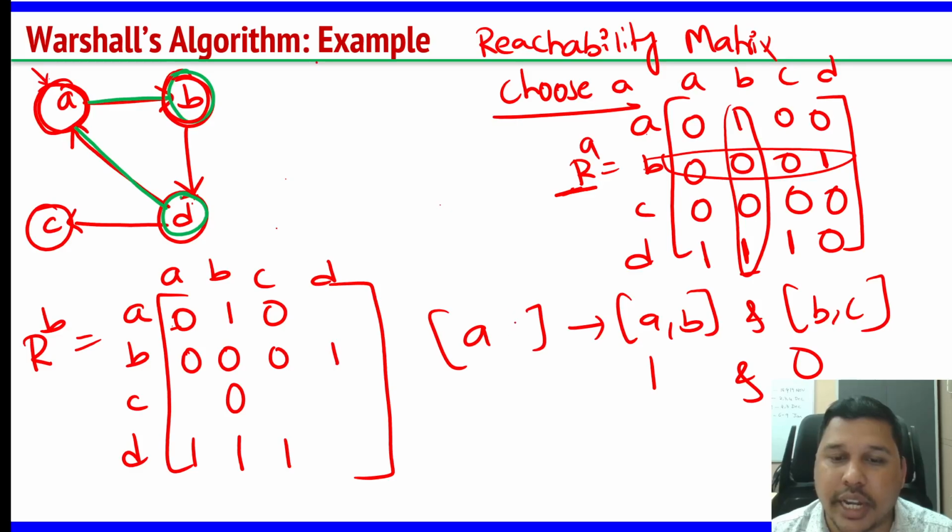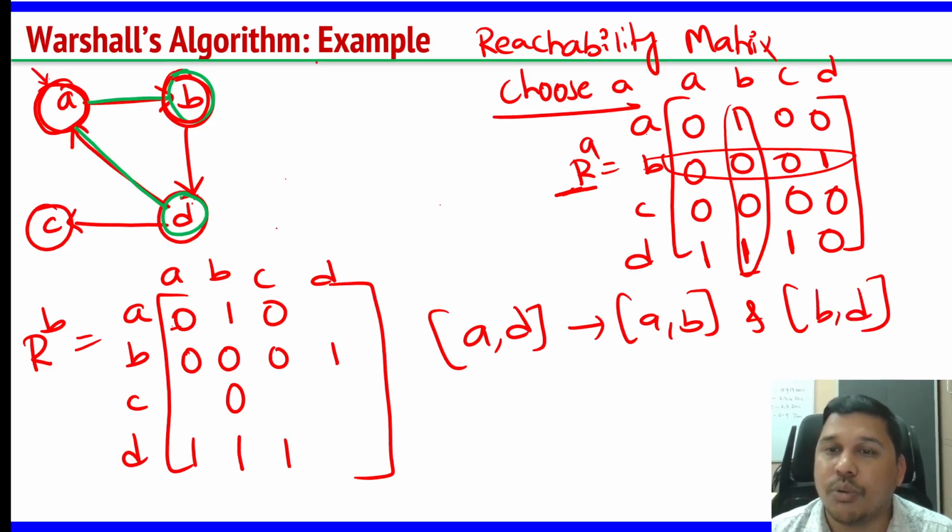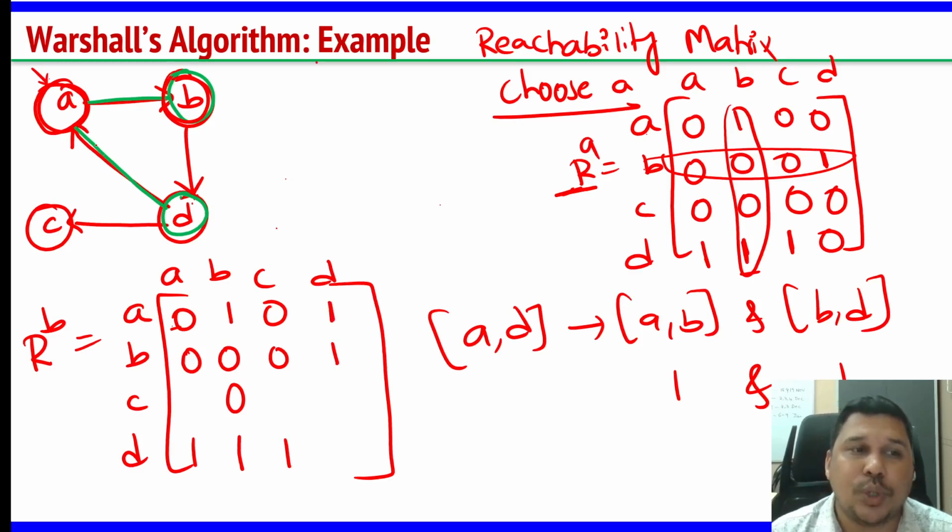Next I have to show for A to D, that is A to B and B to D. A to B there is 1 and B to D there is 1. So it means I can reach from A to D using B. This is clearly visible, no? I can reach D via B. That's why it became 1 now.